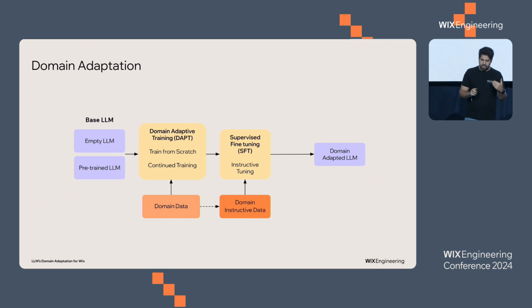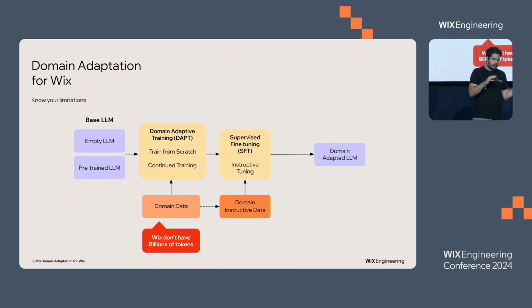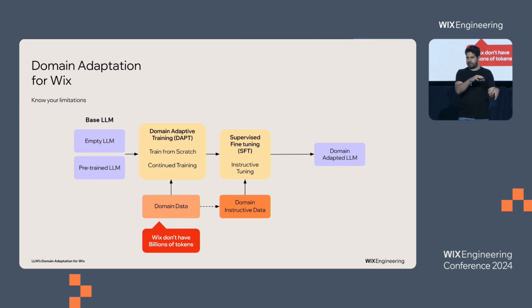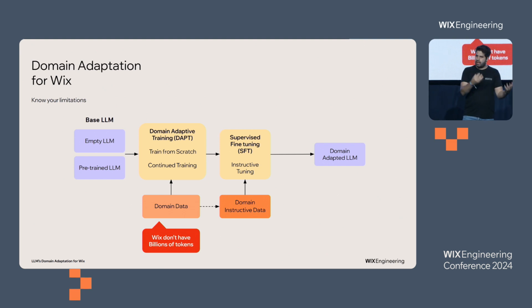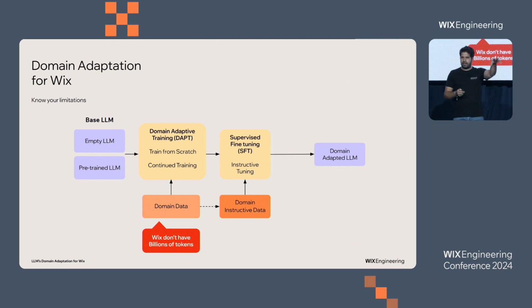At Wix, we have a dilemma, we have a challenge. First of all, we don't have billions of tokens that we want to train the model from scratch on. There are different reasons for that. Some of it is about the quality of the data, privacy maybe, but different concerns why we don't want to do that. So we cannot really apply the domain adaptive training.